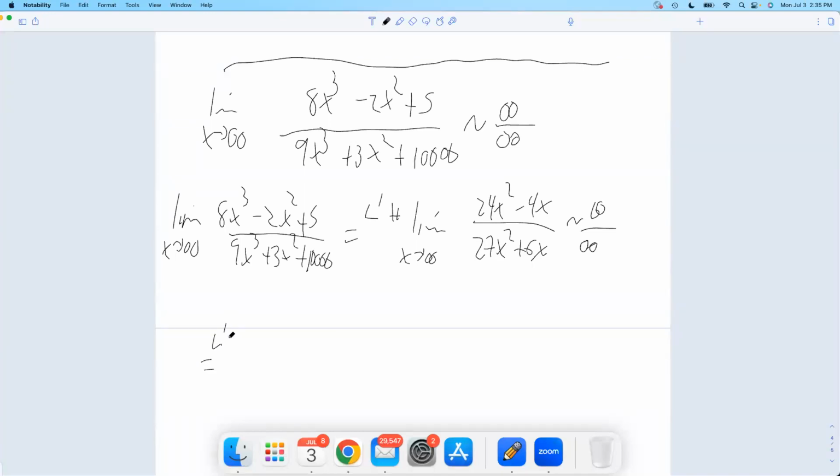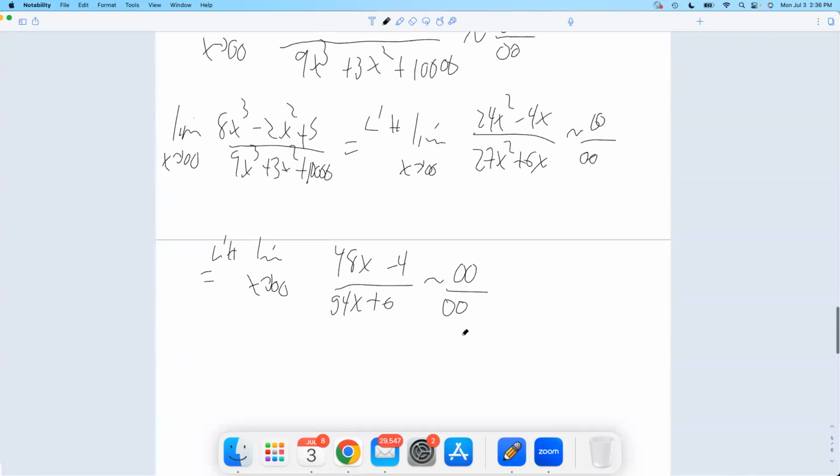So this will equal, using L'Hopital's again, take the derivative of the top, we'll get what? 48x minus 4 over, what is that, 54x plus 6. Let's check our type. As x goes to infinity, the top goes to infinity. As x goes to infinity, the bottom also goes to infinity. We're still in an indeterminate form of type infinity over infinity. I'm still allowed to keep using L'Hopital's rule.